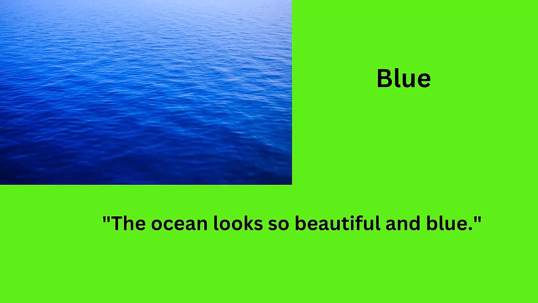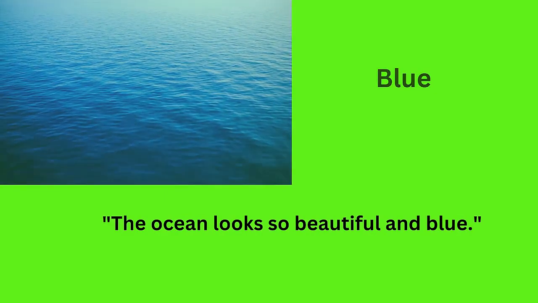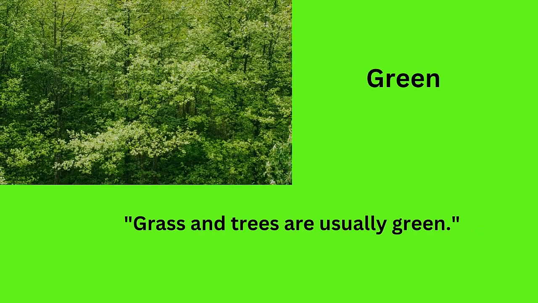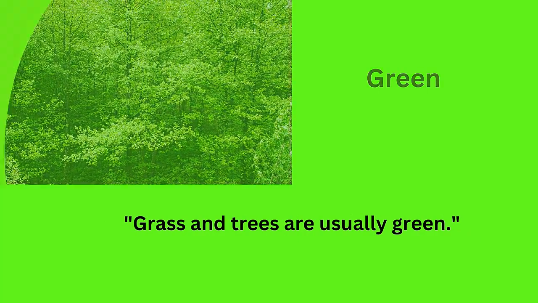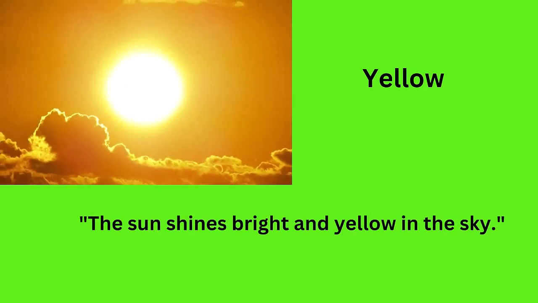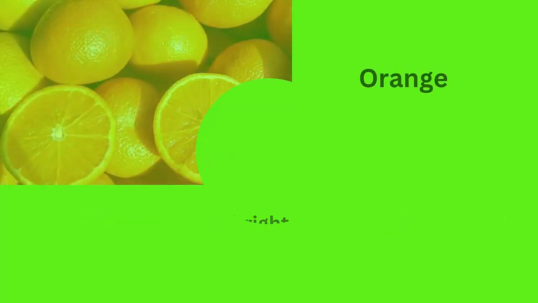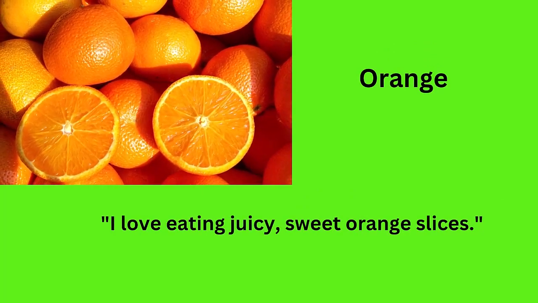Blue. The ocean looks so beautiful and blue. Green. Grass and trees are usually green. Yellow. The sun shines bright and yellow in the sky. Orange. I love eating juicy, sweet orange slices.